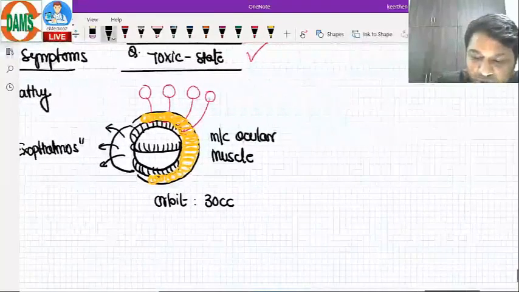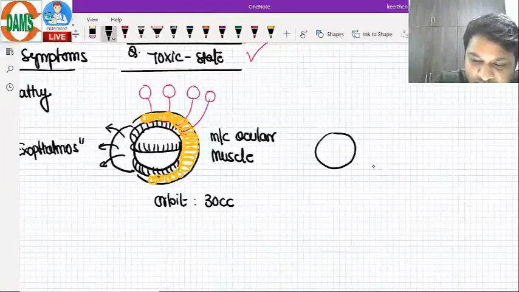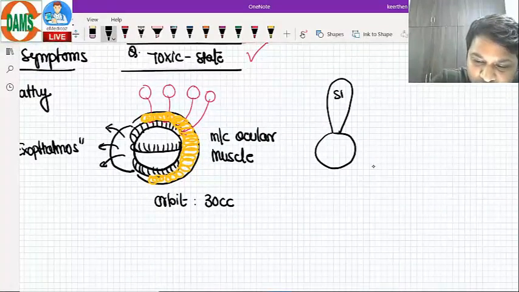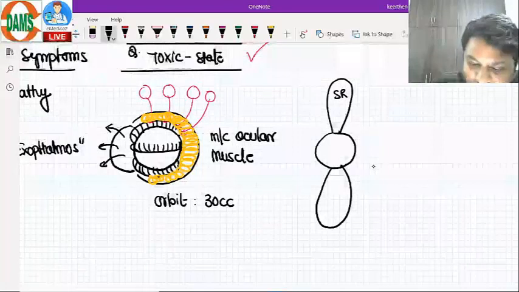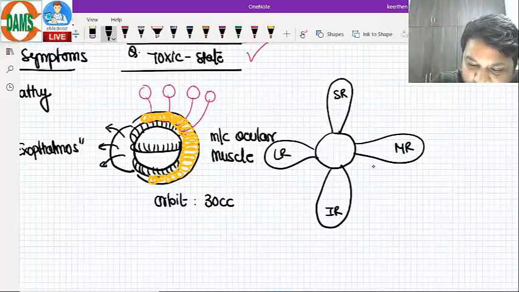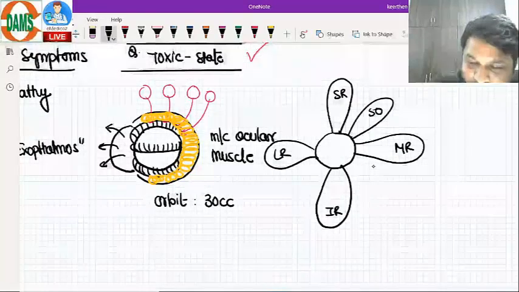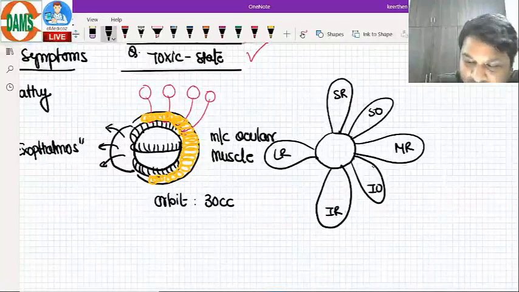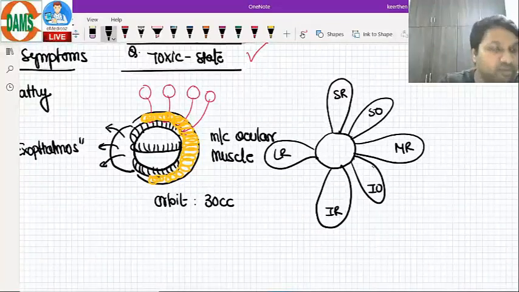The most common ocular muscle which is involved, let's say this is the eye. This happens to be superior rectus. This, let's say it's the inferior rectus. Let's say this is the medial rectus. This is the lateral rectus. Let's say this is the superior oblique and this is the inferior oblique muscle.